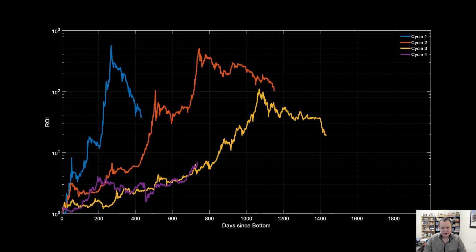This is the chart that obviously gets the most criticism for lengthening cycle theory. This is the ROI of Bitcoin as measured from market cycle bottom. Cycle 1 is blue, a pretty impressive run. Cycle 2 is orange, 3 is yellow, 4 is purple. Cycle 4 is currently ahead of 3. This is part of the reason they measured it from the halving, but if you measure it from the bottom, you see the same thing. We're ahead of schedule as measured by the last market cycle.